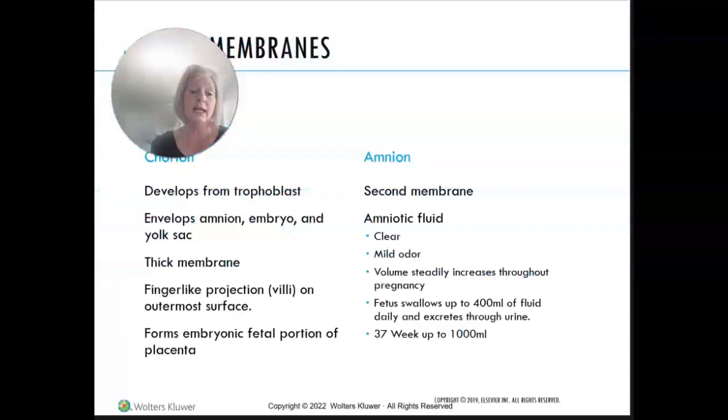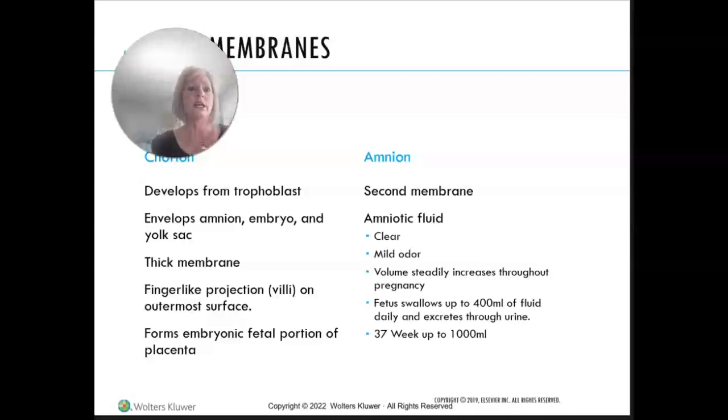So starting in the very beginning, we have something called a chorion and an amnion. The chorion is going to develop from those trophoblasts. It's going to be the envelope that holds the amnion, the embryo, and the yolk sac. It's a real thick membrane. It has these little villi that come out and attach to things. It forms the embryonic, fetal portion of the placenta.